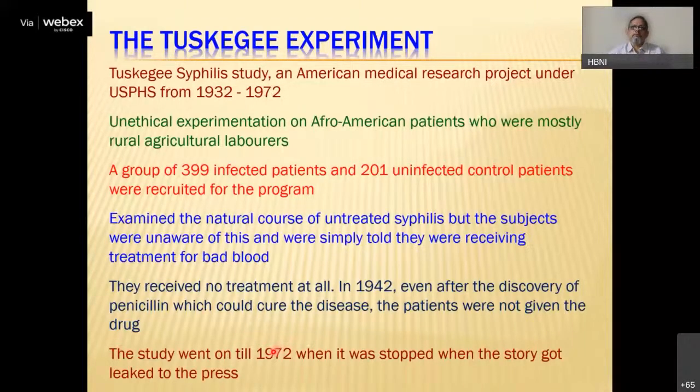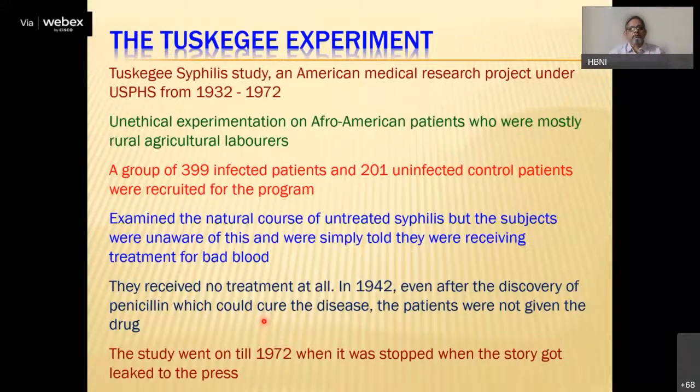And it was stopped only because the story got leaked to the press and the press made a big hungama about it. So this was such an unfortunate turn of events. I mean, so unethical on the part of these doctors. Imagine, 1972 was not wartime. It was post World War II, what is called modern America. But even then, this study went on, and all these poor people were affected by this disease. They were not allowed to be treated. They were not told about it.